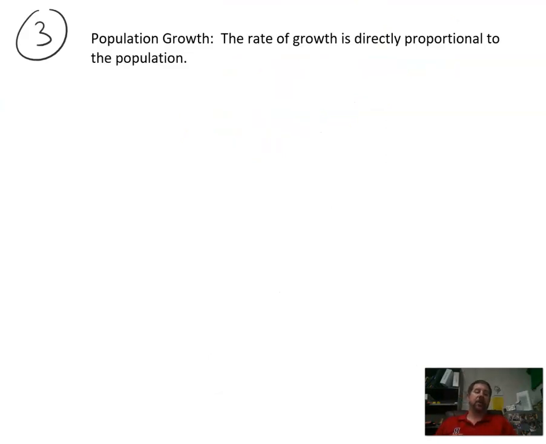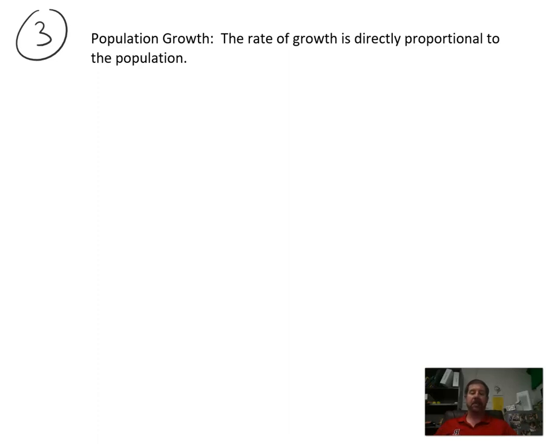All right, so now let's talk about our exponential models and population growth. What we know about population growth is that the rate of growth of a population is directly proportional to the population itself. What we mean by that is, the bigger a population, the faster it's going to grow. The smaller population, the slower it would grow. The rate of growth is directly proportional to the population.